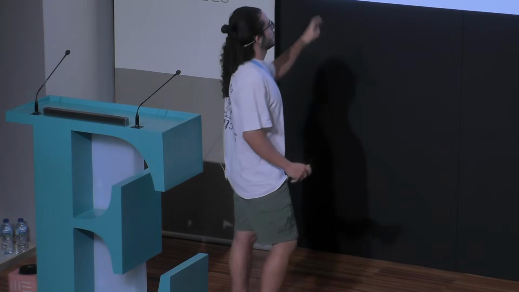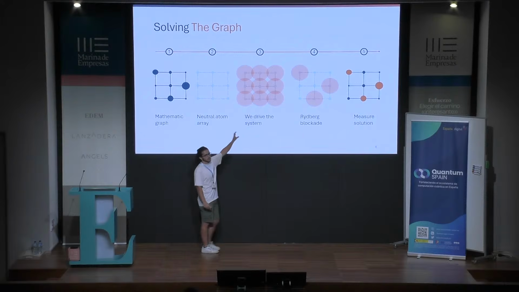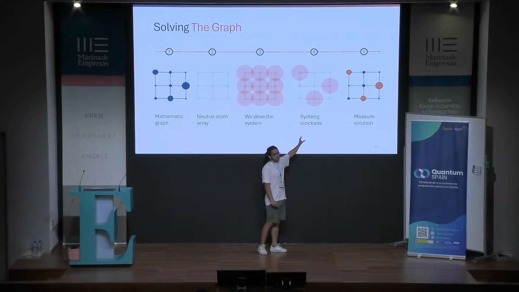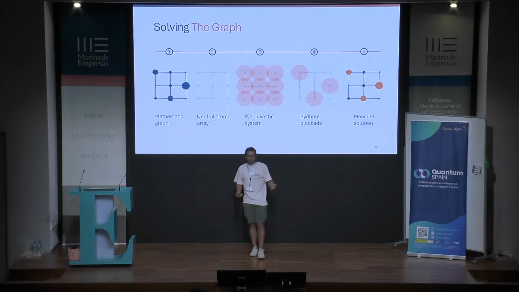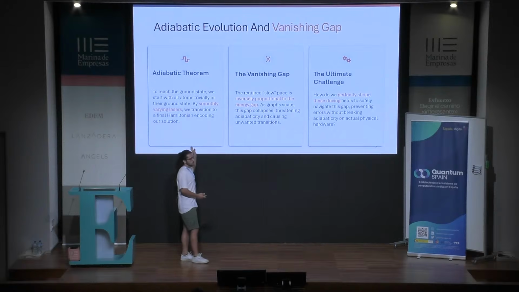So to sum up, we have a mathematical problem that we encode in the neutral atoms processors. Then we light the atoms with the laser to the Rydberg state. But due to the Rydberg blockade, only the atoms that encode the solutions to our problem are going to get there, and the rest we will find them in the ground state. And to do this, we use the adiabatic theorem.